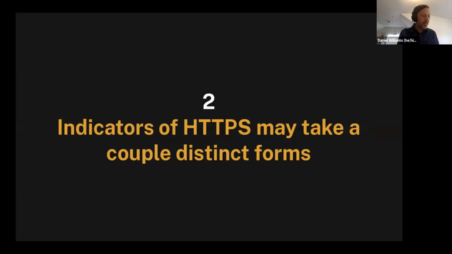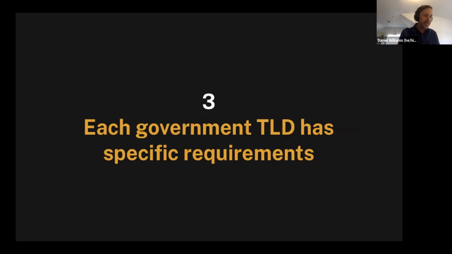Second, that indicators of HTTPS may take a couple distinct forms. Browsers often hide or mask the HTTPS section of a URL in the browser bar, instead showing only like a lock. And this may change at some point in the future as well. And that each government TLD, .gov and .mil, has a specific usage and requirements. And we wanted to give an accurate description of what sites use each.